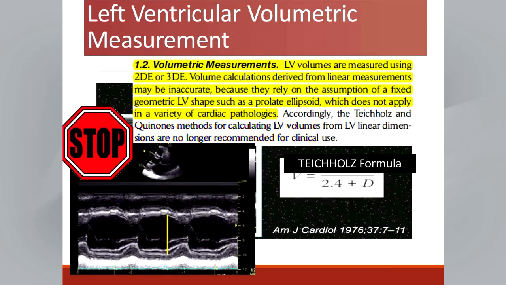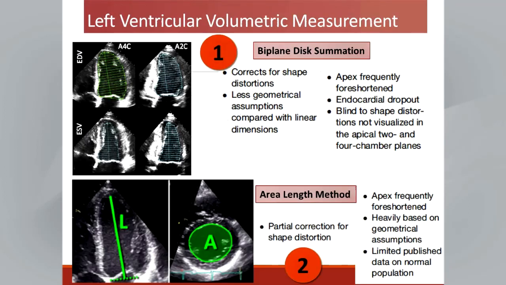So calculation of volumes using the Teichholz formula or the Quinones methods for calculating volumes from linear dimensions are no longer recommended. The main reason is that they rely on the assumption of a fixed geometric LV shape, such as a prolate ellipsoid, which of course does not apply in a variety of cardiac pathologies.